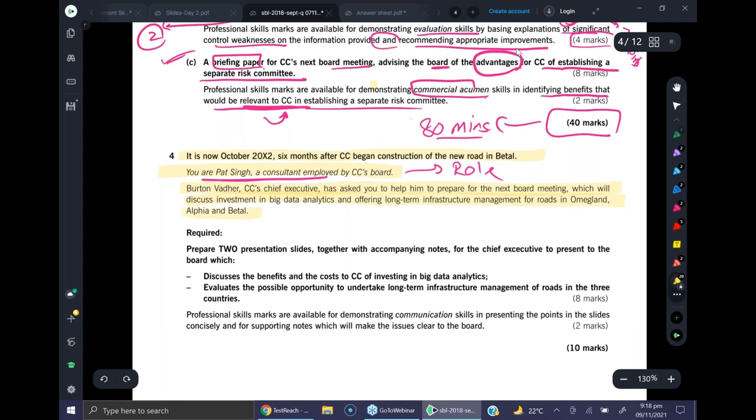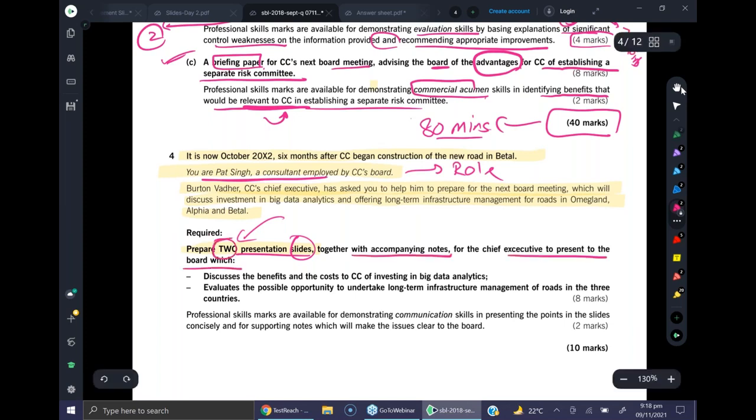So the requirement is to prepare 2 presentation slides. Now there is something which I want to very clearly mention. Use the presentation slides response option only when the examiner clearly asks you to prepare presentation slides. Please note it. And with each slide, you will have to make accompanying notes for the chief executive to present to the board.